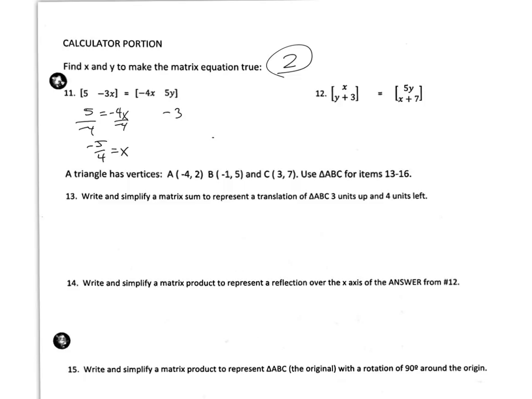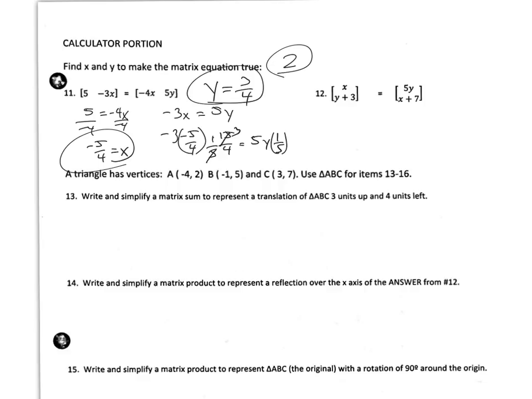Then we have -3x is equal to 5y. So I'm going to take out that x and put in the -5/4. So we get 15/4 is equal to 5y. And then I'm just going to multiply both sides by 1/5 because I think it's a little bit easier with the fractions. And this reduces to a 3. So this is how we get, and this is a mess, sorry, that y is equal to 3/4. X is -5/4.